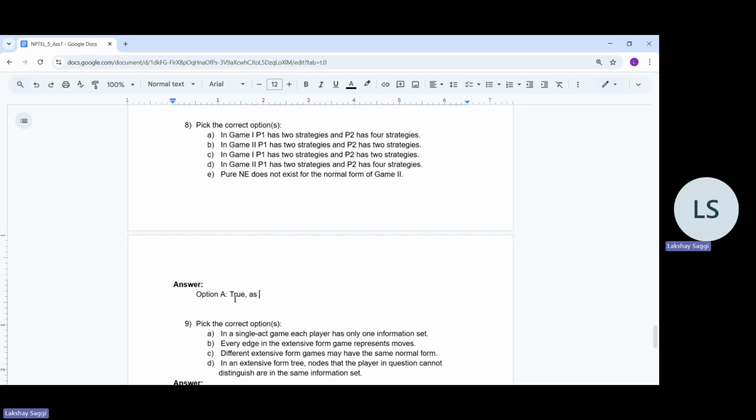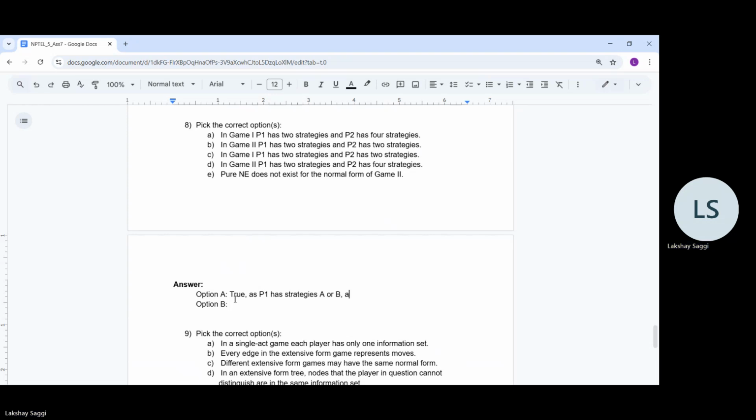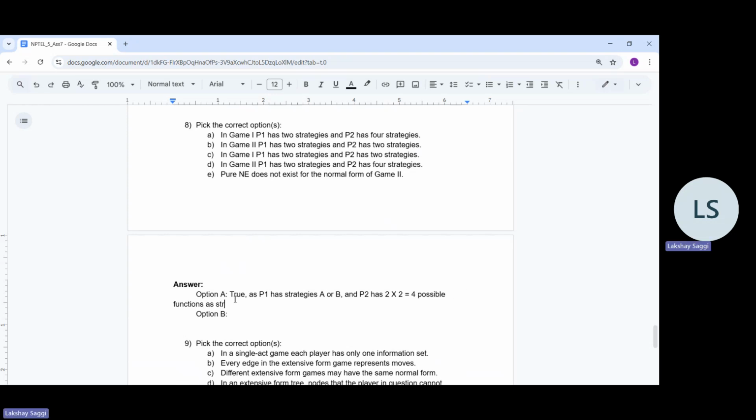So this is just true. Maybe I'll just write: P1 has strategies A or B, and P2 has four possible strategies, 2 times 2, which is equal to 4 possible functions as strategies.